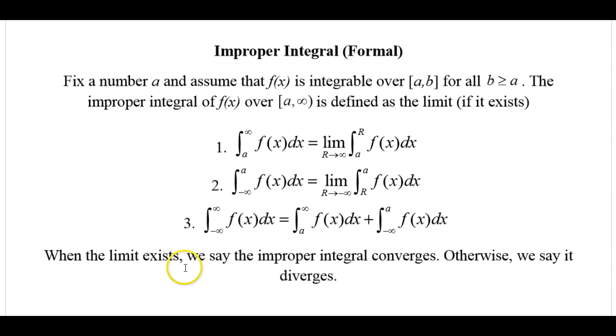Now, when the limits exist, as we said at the beginning, the improper integral converges. Otherwise, we say it diverges. We're determining whether or not the area under the curve is going to add to be a finite number, in which case we say the integral converges, but if we get positive or negative infinity, we're going to say that the improper integral diverges.